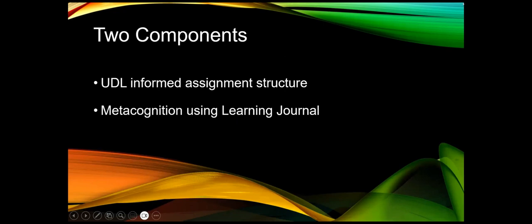There are two components to the strategy, and I'm going to talk about each of them separately. The first one is a universal design for learning informed structure. And the second is metacognition using a learning journal. So let's start with the UDL piece of it.